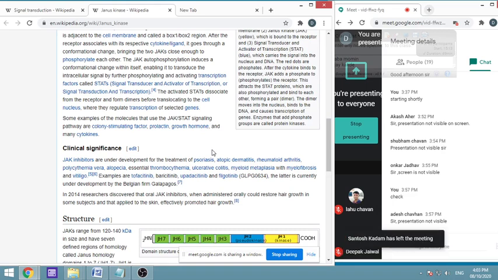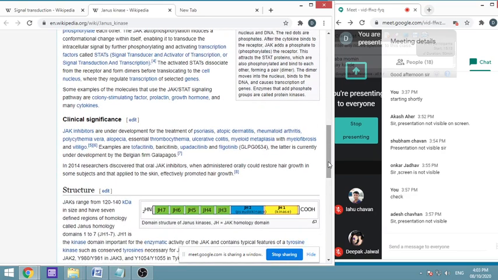There are many examples of molecules which use the JAK-STAT signaling pathway. They are the colony stimulating factor, which you might have studied, from which all the blood cells are formed. Prolactin, growth hormones, and many cytokines use this JAK-STAT signaling pathway, and they are found to be related to various diseases like psoriasis, atopic dermatitis, rheumatoid arthritis, then polycythemia vera, alopecia, essential thrombocythemia, ulcerative colitis, myeloid metaplasia, myelofibrosis. There are many diseases in which they are known, and some drugs are now coming into it.